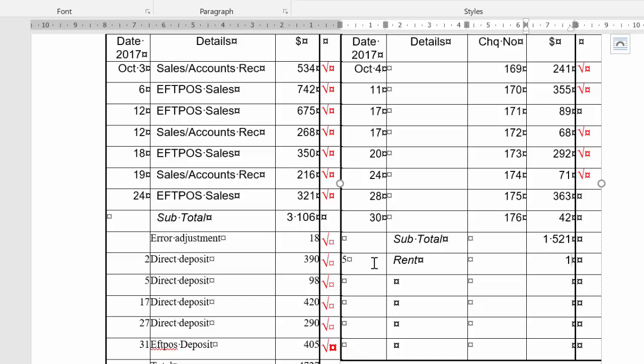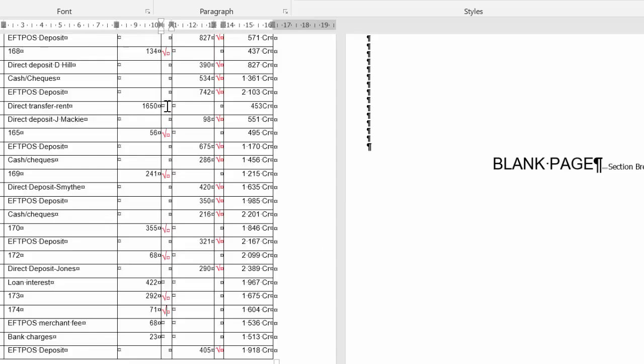Rent for $16.50, and the reference will be bank statement. BS I usually put over to the side, and same with this, so it looks nice and neat. So I've got that one ticked now, $16.50. And what I'm going to continue to do is take all these other items, for example the loan interest and those other three, and put them onto the cash payments journal as well.